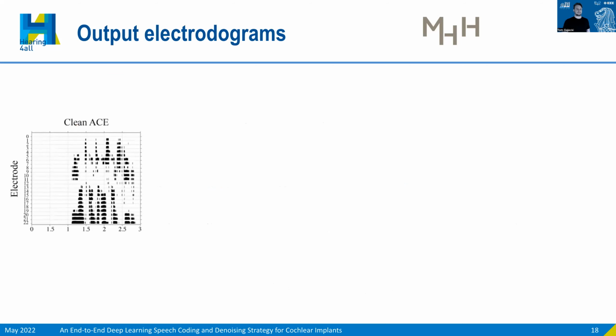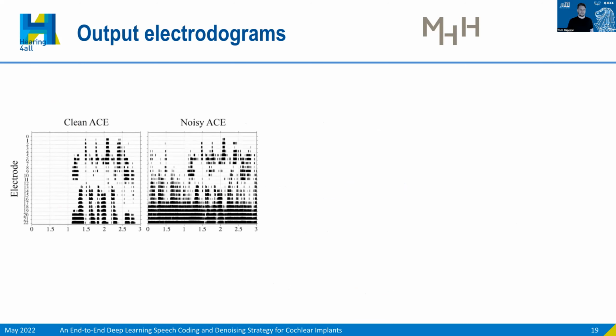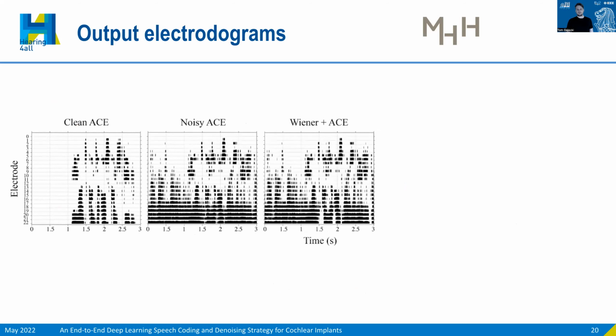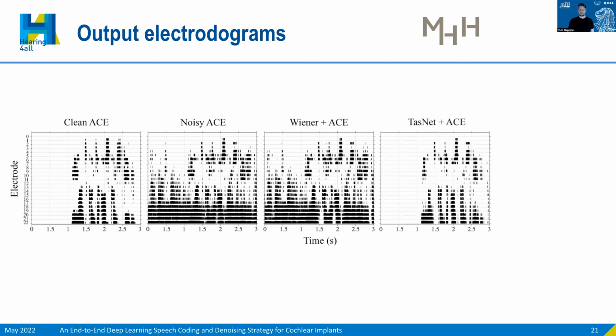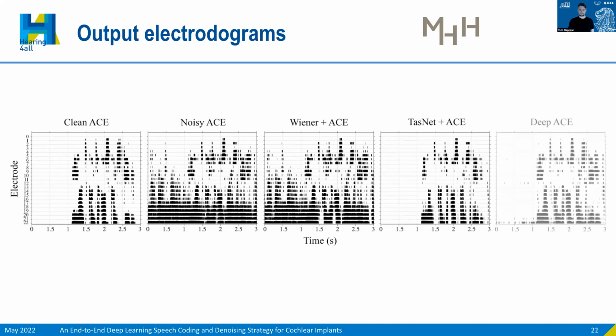Here I will show some examples of the output electrodegrams of each of the algorithms. This will be the unprocessed clean speech by ACE. This will be the noisy speech processed by ACE. This will be the output obtained if we use the Wiener filter as a front-end processing block. This is what we obtain by using a TasNet as a speech enhancement algorithm in the front end of ACE. And finally, this is our approach, deep ACE.